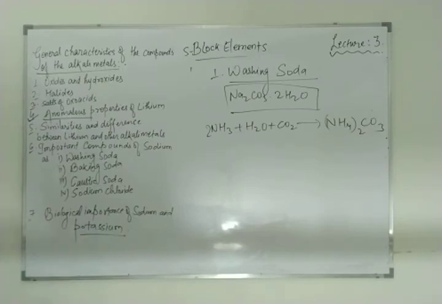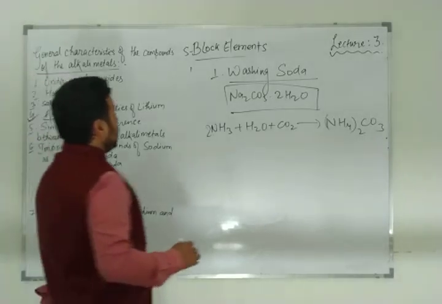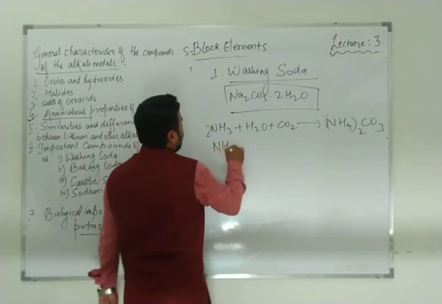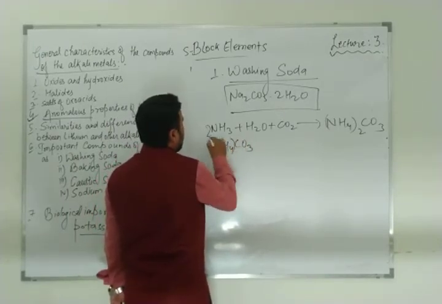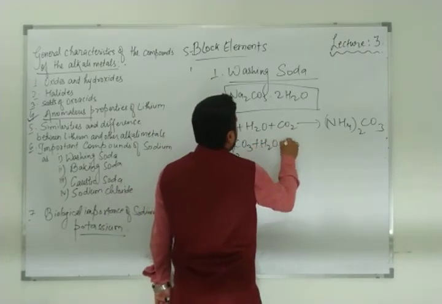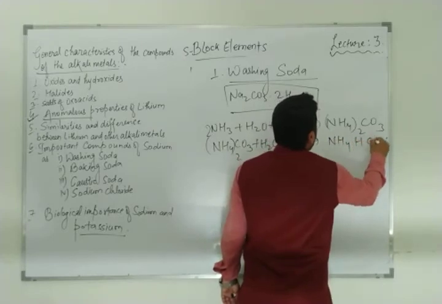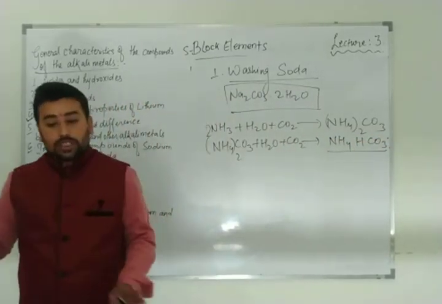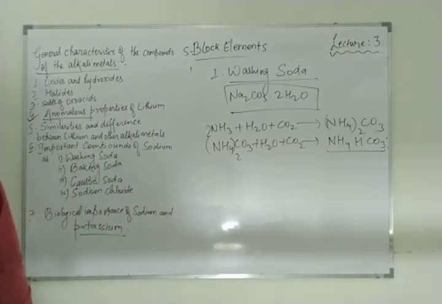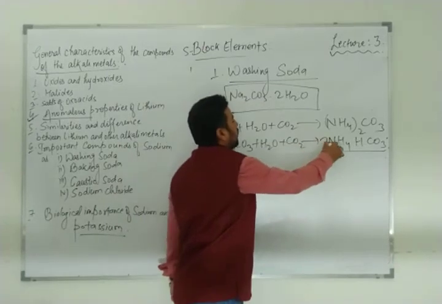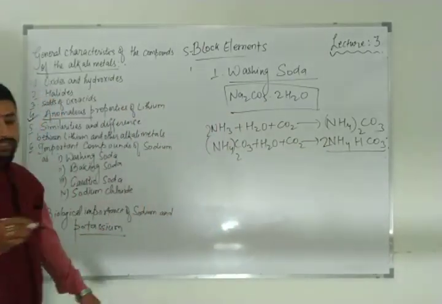Now this ammonium carbonate again reacts with the same things, water and carbon dioxide. (NH4)2CO3 reacts with water and carbon dioxide. So can you tell me what will be the product? NH4HCO3, ammonium hydrogen carbonate. Now you can compare the reaction and write it directly. Here it will be 2NH4HCO3. Yes? Now the reaction is balanced.